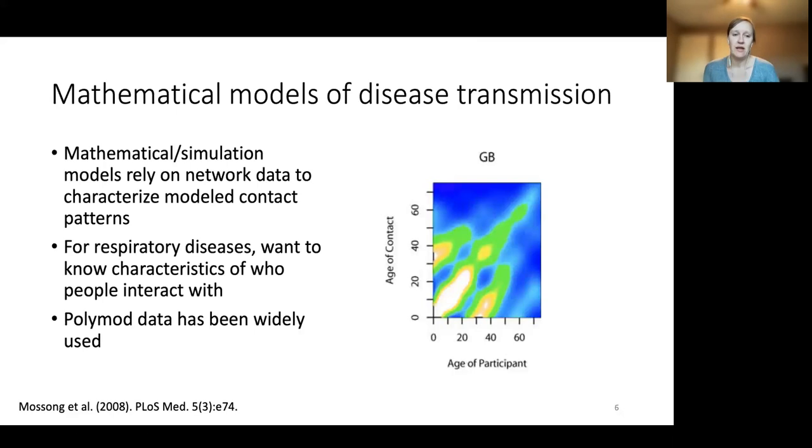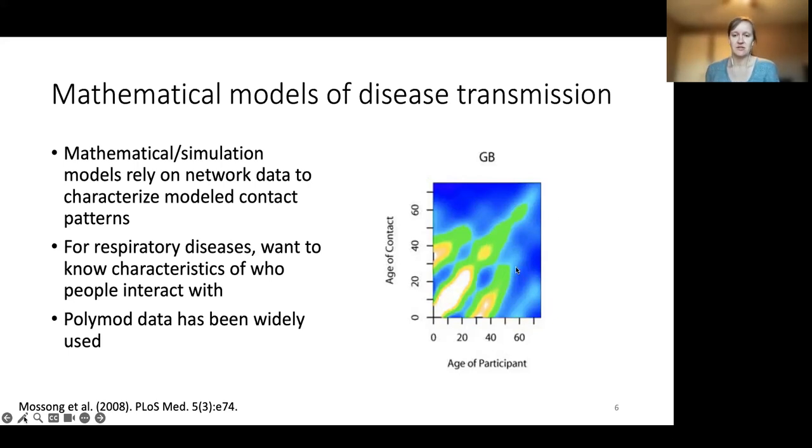Another way that networks are really useful in infectious diseases is in mathematical models of disease transmission. So mathematical and simulation models rely on network data to be able to characterize modeled contact patterns. So within respiratory diseases, you want to know the characteristics of who people interact with. And the POLYMOD data has been widely used to characterize these social contact patterns.